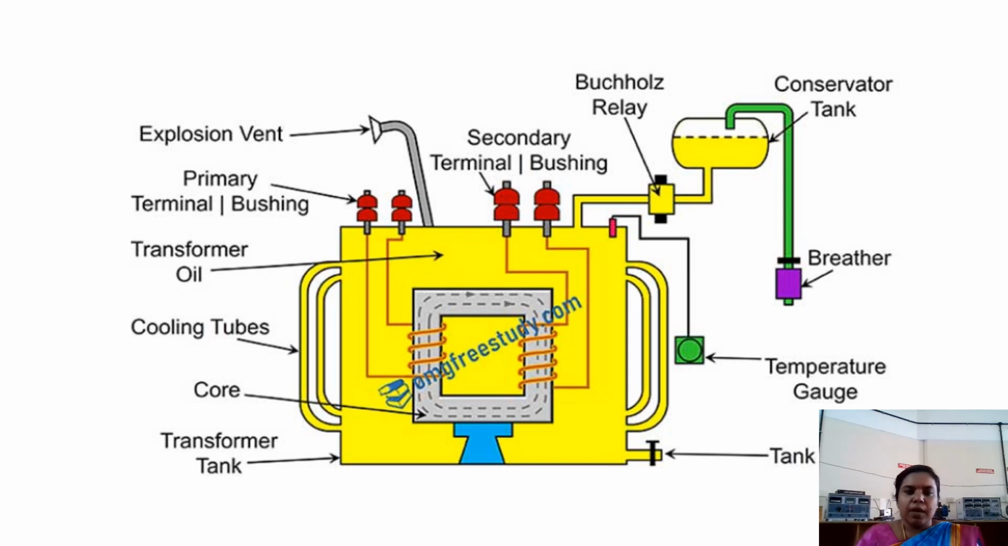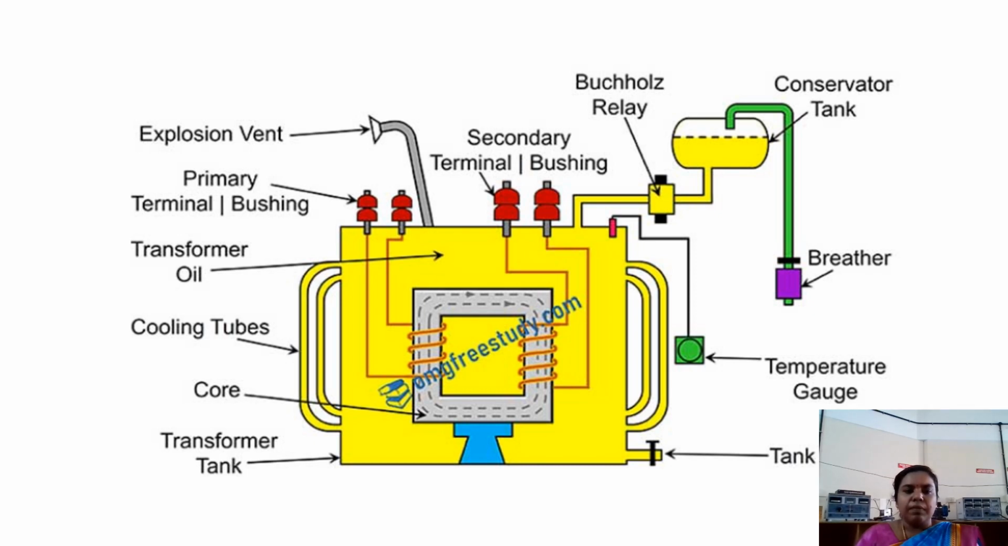After the conservator we have a relay, specifically a Buchholz relay, for protection of this transformer. Then we have the breather. Its purpose is to prevent any moisture from entering the transformer oil. The breather will be filled with silica gel. Silica gel will absorb the moisture, preventing it from entering the transformer oil.